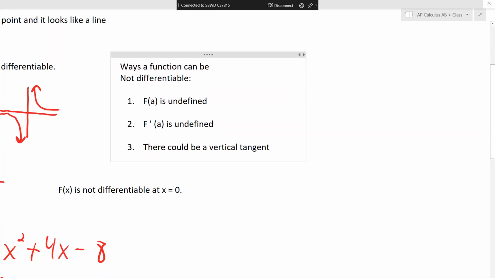Another way, which I kind of skipped over with the square root function, it could also be, so let's make this number 4, I guess. f of x could be discontinuous. Right? We didn't talk about that. We didn't write that on our list. There's only one more, I think.